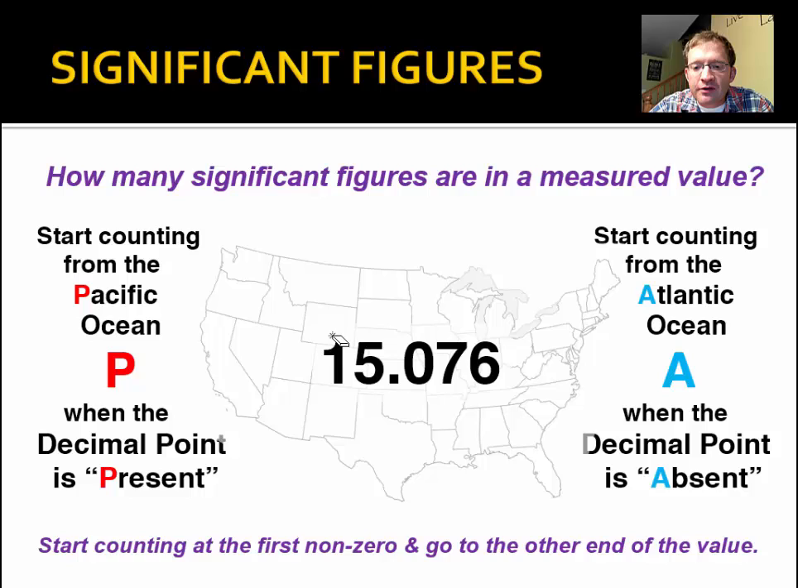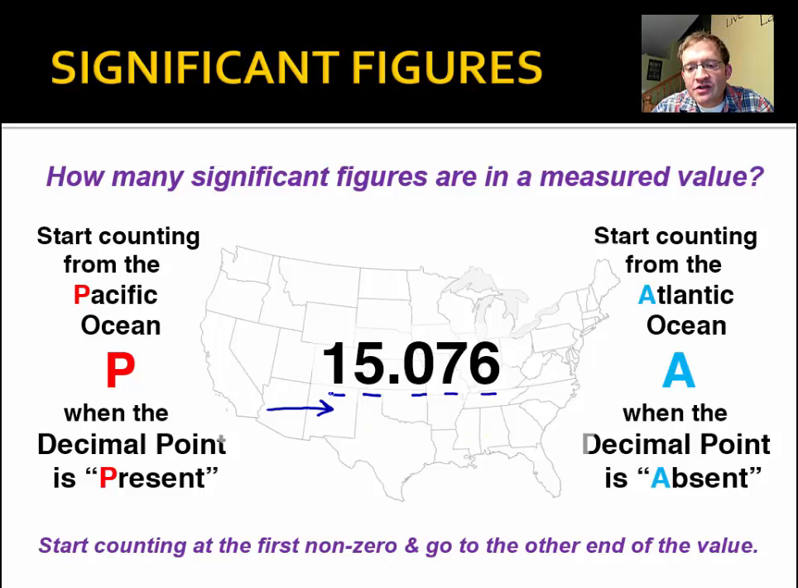We're going to start counting from the Pacific side of our value. So from the left to the right, cutting across from left to right, we'll start counting with the first non-zero. Here's a non-zero, 1, 5, 0, 7, 6. We start counting at the first non-zero, which in this case is 1, and we go all the way across to the other side of the number, falling off into the other ocean essentially.